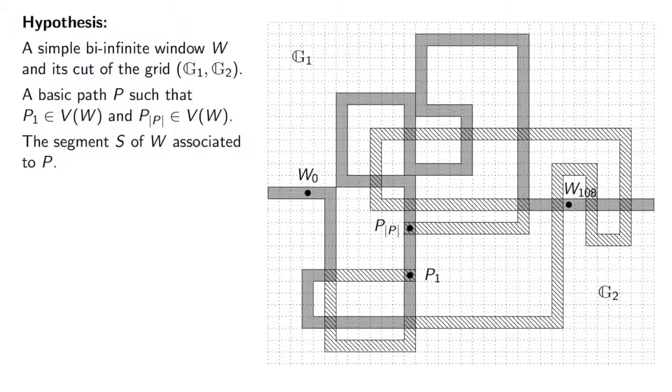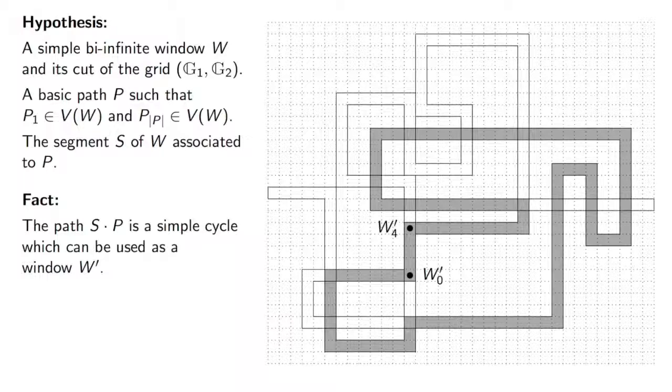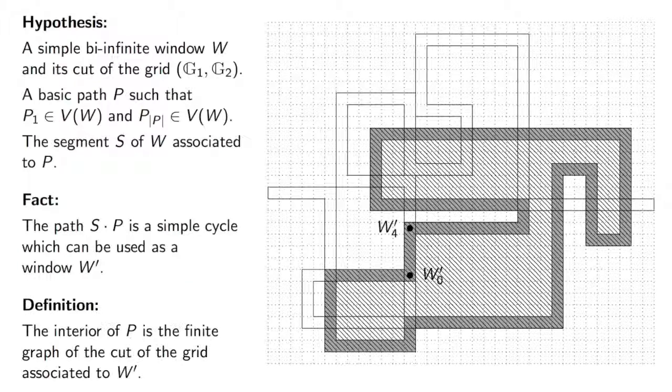Let's go back to the previous basic path P. Consider the segment S of the window associated to the path P. Since the path P is basic, then the concatenation of S and P is a simple cycle. Then this finite cycle can be used as a window called W prime. This window is represented in gray. Note that the direction of the window W prime depends on the direction of path S and thus on the direction of window W. It does not depend on the direction of path P.